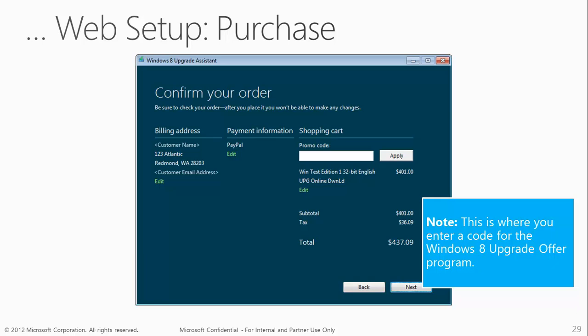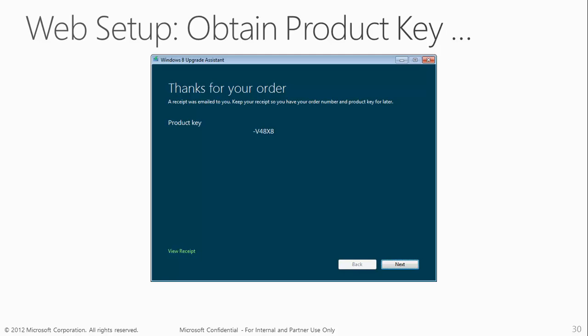Once you do click next in the payment confirmation, the upgrade assistant completes the order with the e-commerce infrastructure, and then it's going to grab you a product key, which you can see here. Now the product key that you'll see is going to be the full 5x5. The example you see here in the screenshot has been modified to hide the product key, but this is the screen where you'll see that full 5x5 key.